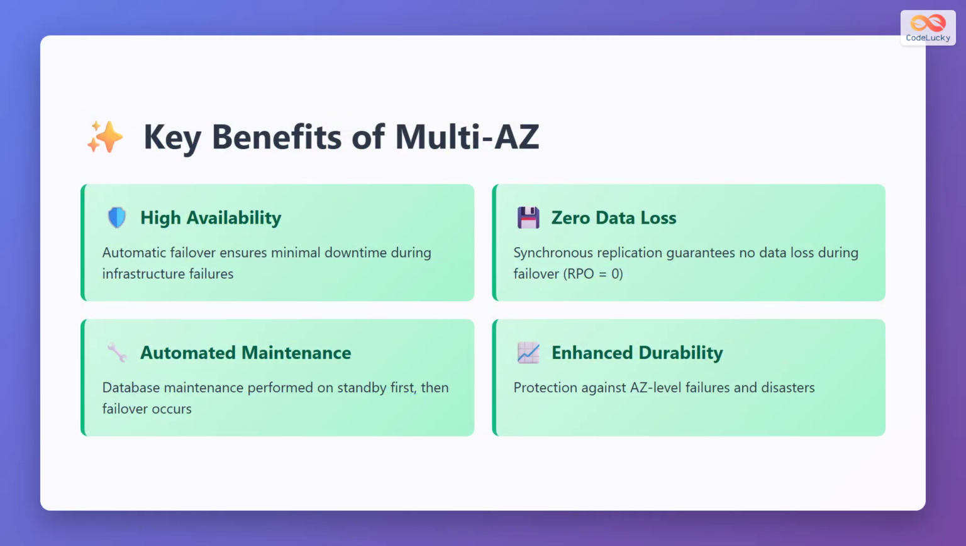Multi-AZ provides several key benefits. First, high availability through automatic failover ensures minimal downtime during infrastructure failures. Second, you get zero data loss because synchronous replication guarantees that your standby is always up to date, giving you an RPO of 0. Third, automated maintenance becomes easier because database maintenance is performed on the standby first, and then a failover occurs to minimize disruption. Fourth, enhanced durability through protection against availability zone-level failures and disasters.